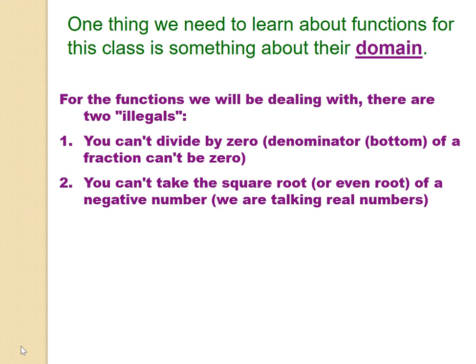First, you can't divide by 0, so the denominator of a fraction can't be 0. And secondly, you can't take the square root, or an even root, so 4th power or 6th power, any of those, of a negative number. We're talking about real numbers here. Those are the two things that you're not allowed to do in a function, and therefore, those are two things that affect your domain.